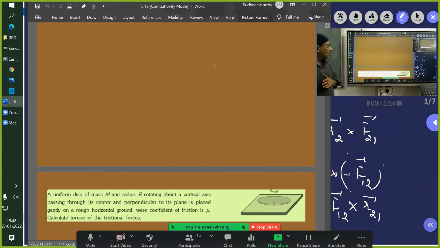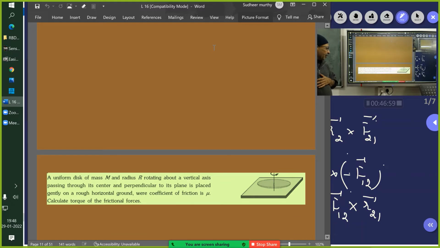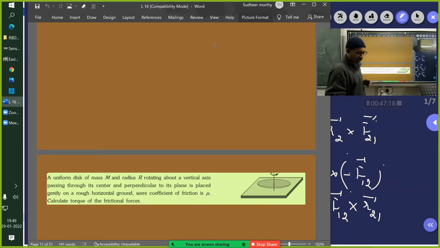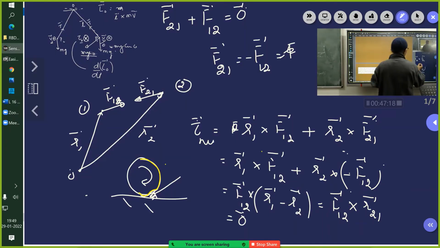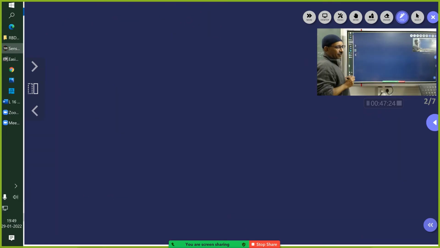So now, a uniform disc of mass m and radius r is rotating about a vertical axis passing through its center and perpendicular to the plane, and is placed on the ground. Calculate the torque of the frictional forces. The mass of the body is given, the radius is given, and mu is given. Calculate the frictional forces.